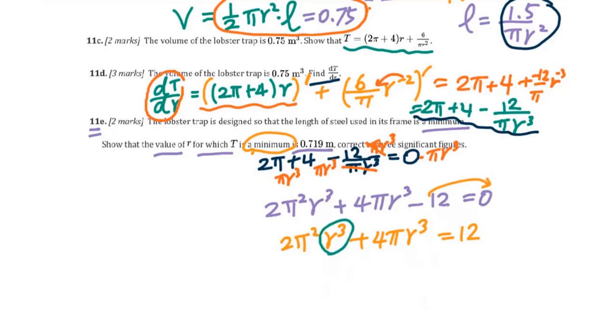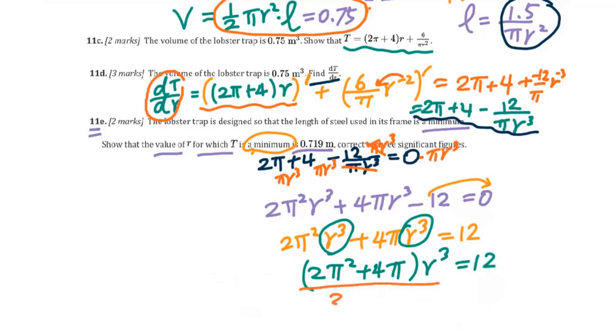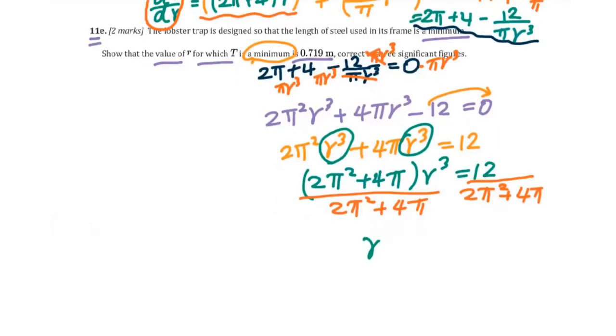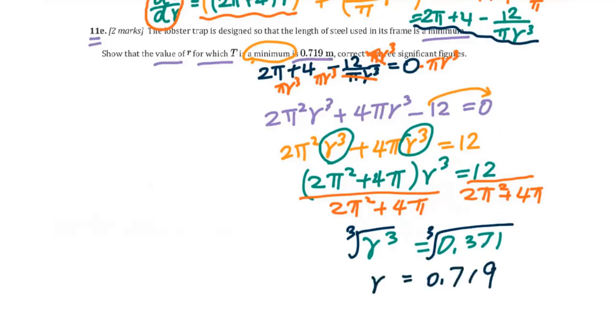Then factor this r to the third power. You will have 2 pi squared plus 4 pi, r to the third power equals 12. Then you divide it by 2 pi squared plus 4 pi, both sides. You will get r to the third power equals 0.371. Then you do the cubic root both sides. You will get r equals 0.719.